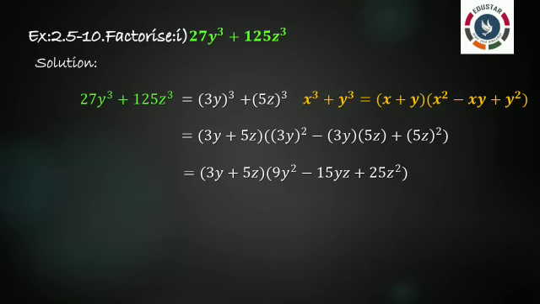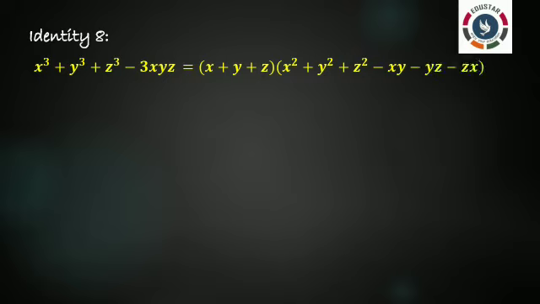The given algebraic expression. Similarly, do the second sum in your homework note. Now let's move to the last identity. Identity 8: x cube plus y cube plus z cube minus 3xyz is equal to x plus y plus z into x square plus y square plus z square minus xy minus yz minus zx. If you multiply the terms in the right hand side, you will get the LHS.